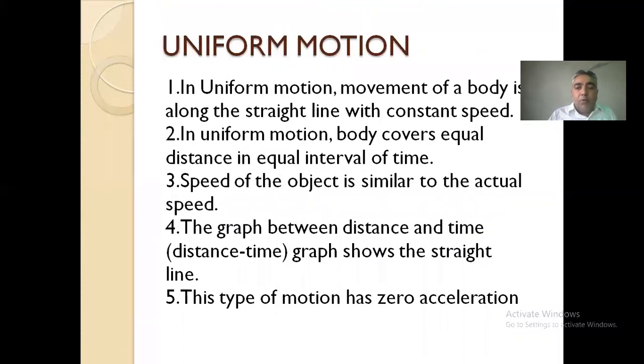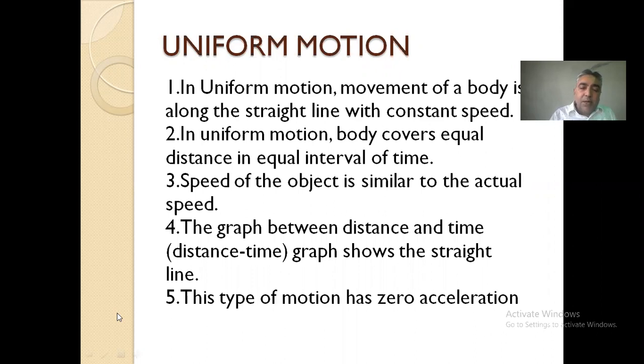In uniform motion, the movement of the body is along a straight line with a constant speed. The body covers equal distance in equal intervals of time. The graph between distance and time shows a straight line. Always remember that the distance-time graph is a straight line in uniform motion. This type of motion has zero acceleration.